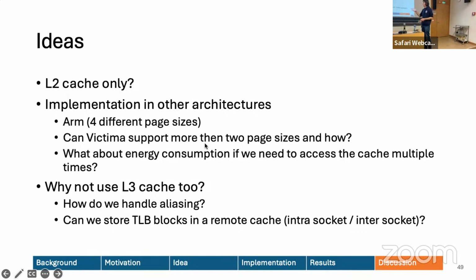And again, if we have more page sizes, the energy consumption maybe increases as well, because we need to do more accesses to the cache. And if we are thinking about L2 caches, some of you may be thinking, why not just use L3 caches as well? Could do that, but then we need to handle aliasing, and maybe we could also store TLB blocks in remote caches, like between sockets. Think of servers, some of them have multiple CPUs between them, or within a single socket or CPU.